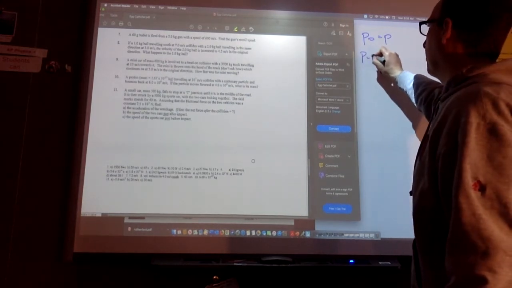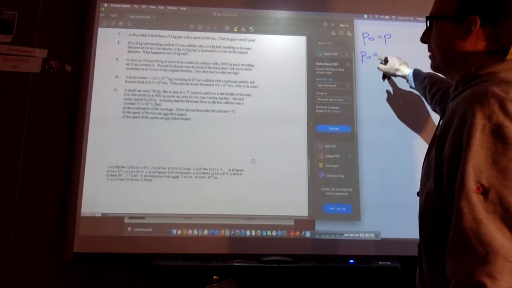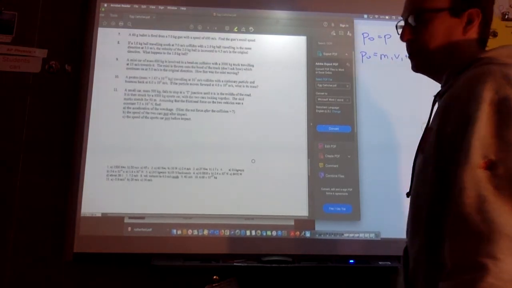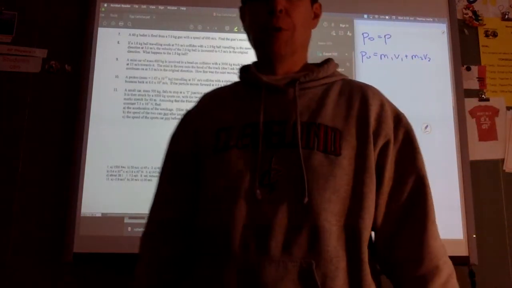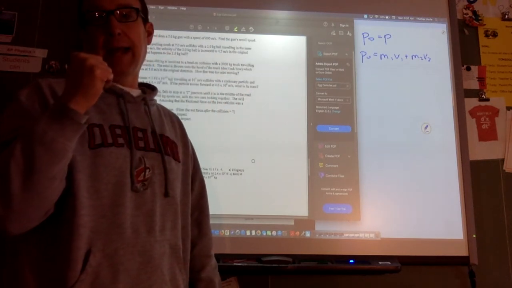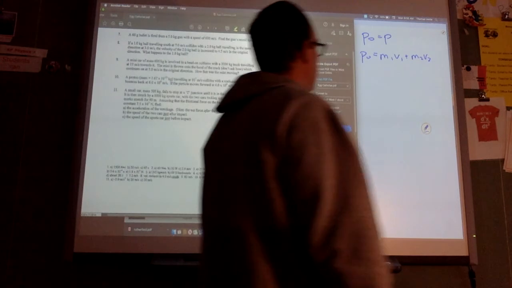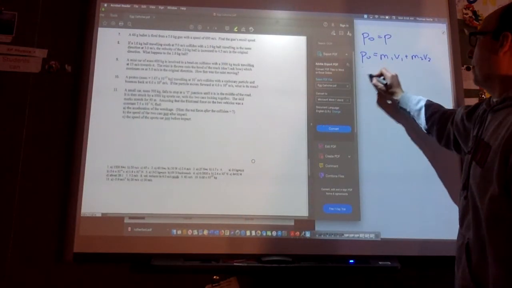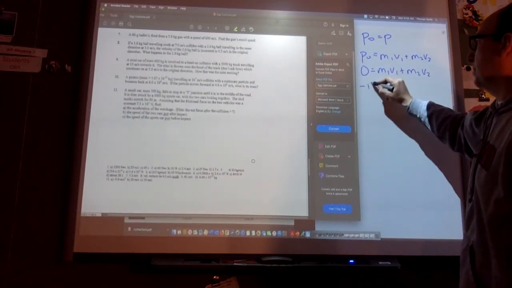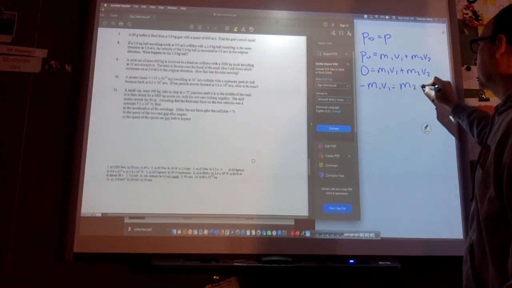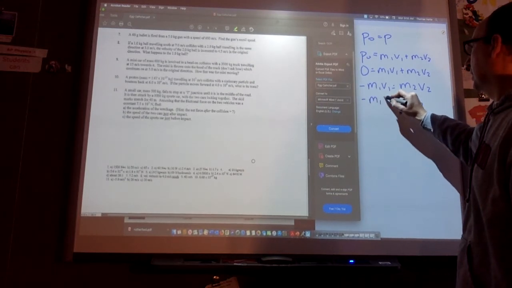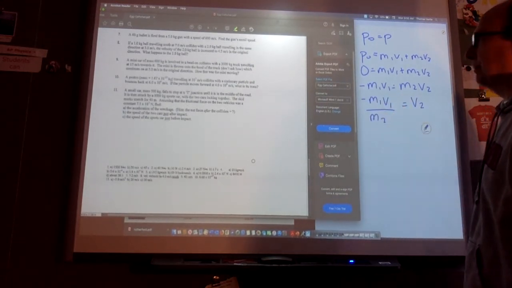And so I'm going to know that this initial momentum is going to be equal to my final momentum, and they have individual momentums, right? The bullet's going to go one way, the gun's going to go the other way. When I add those together, I'm going to get 0. So this is 0 equals m1v1 plus m2v2. So it's going to be minus m1v1 equals m2v2. And then I'm going to divide both sides by m2.